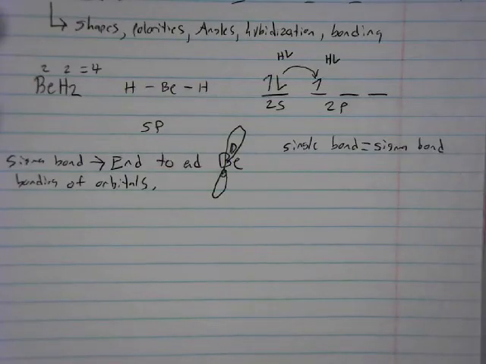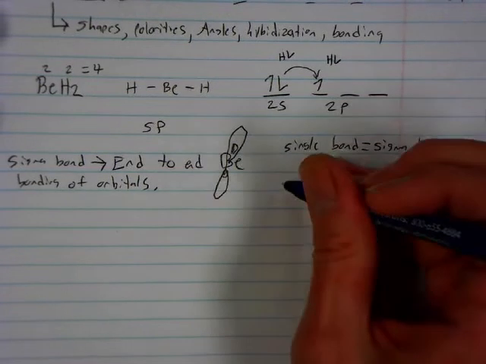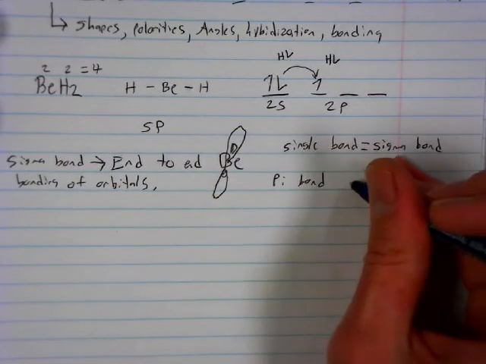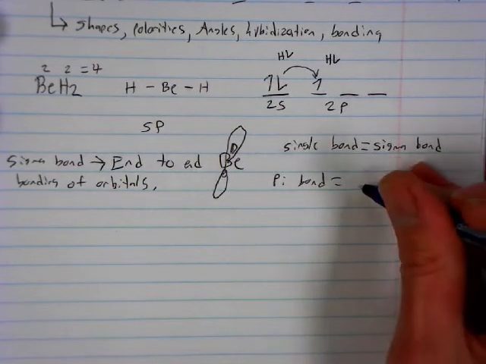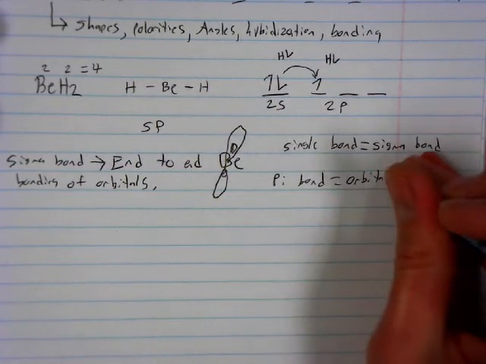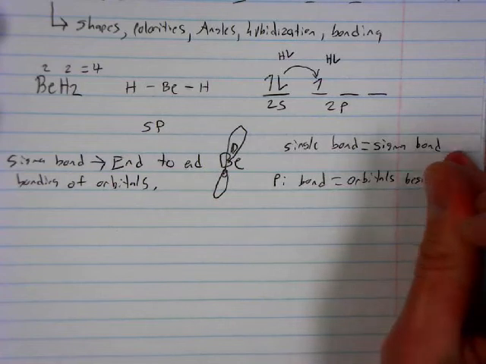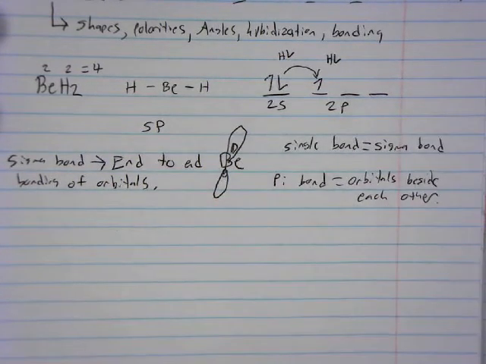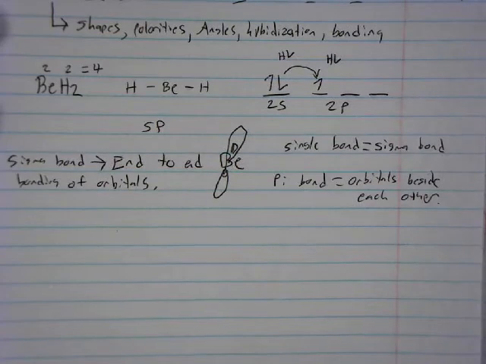End-to-end bonding of orbitals. A sigma bond is different than a pi bond. A pi bond is orbitals beside each other. So a single bond is a sigma bond. A pi bond is orbitals beside each other.